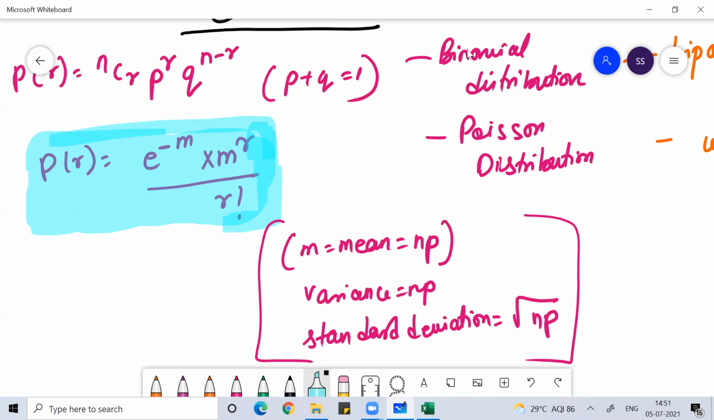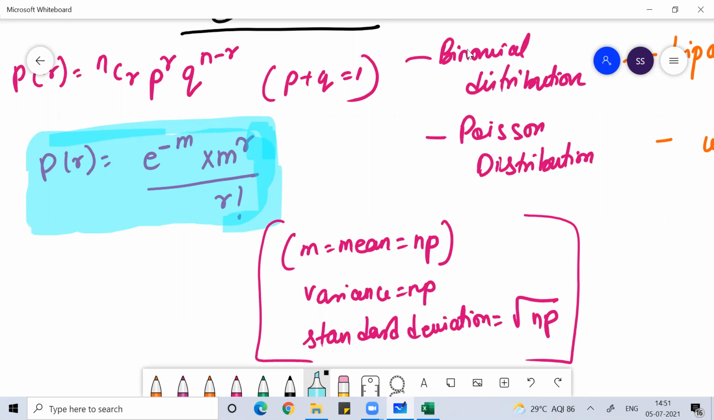Now, what is m? m is the mean. Many books use the formula e to the power minus lambda into lambda to the power r by r factorial, and you know that m, or the mean, is equal to n into p. You know that very well. So what is e here? If you don't know, e stands for Euler number.